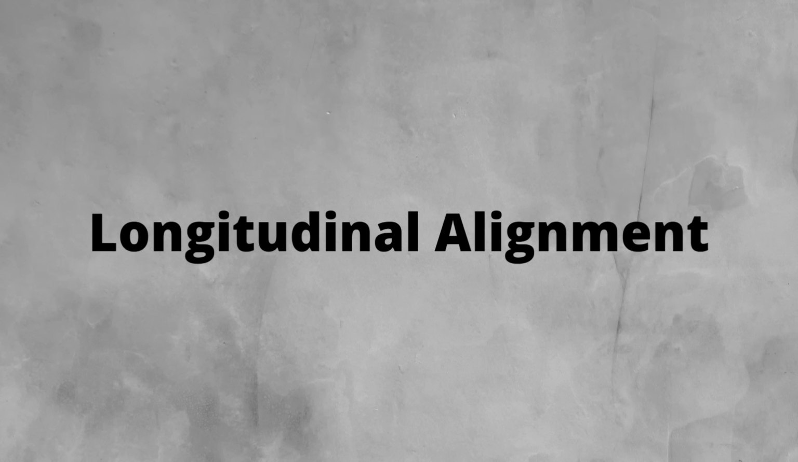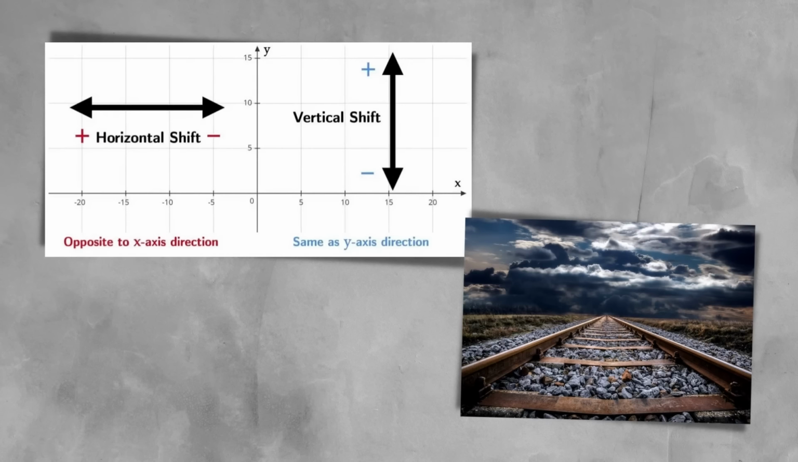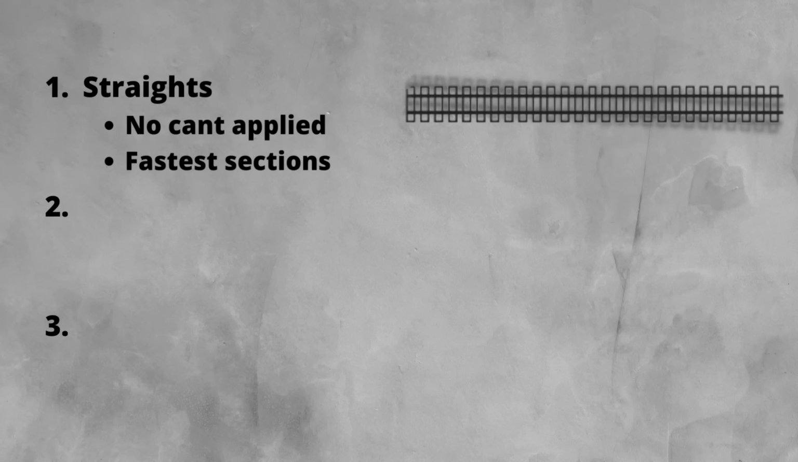The longitudinal alignment refers to the horizontal layout, or geometry, of the railway. It is made up of three basic elements. First and most basic of the three, we have straights. As the name suggests, these sections of track are straight, normally with no cant applied. These sections of track are the fastest parts of the railway, similar to straight sections of road. Ideally, all railway would be designed straight, but this is not practical in the real world.